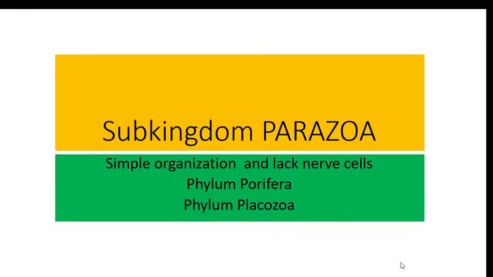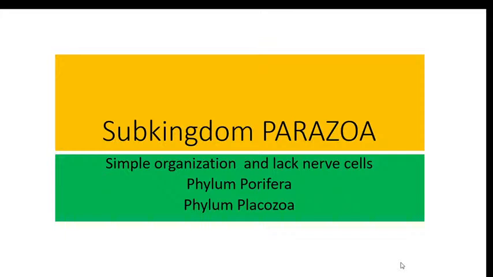Usually all animals have nerve cells for responding to stimuli. Any animal, human beings, frog, whatever animal, responds to stimuli with the help of nerve cells. But the animals which come under subkingdom Parazoa lack these nerve cells and they have a very simple body organization. The body is actually simply a group of cells.